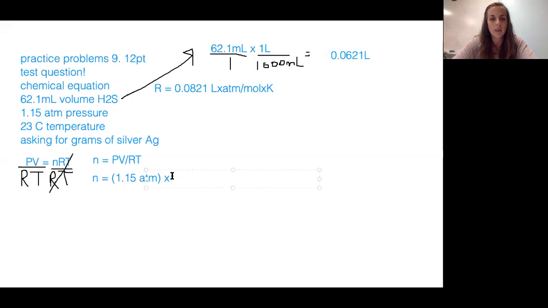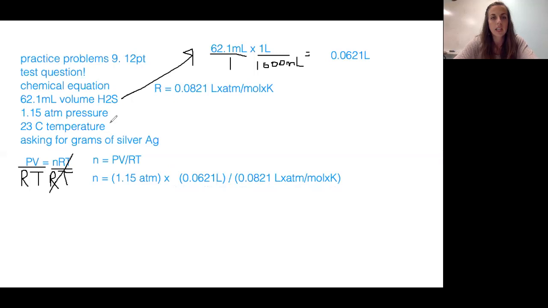Now I'm going to go back over here. Trying to get this in the right spot now. Okay, volume is 0.0621 liters. Okay, all of that divided by R, my R constant, which is 0.0821 liters times atmospheres divided by moles times Kelvin, times temperature. And temperature, they tell me, is 23 degrees Celsius, okay?